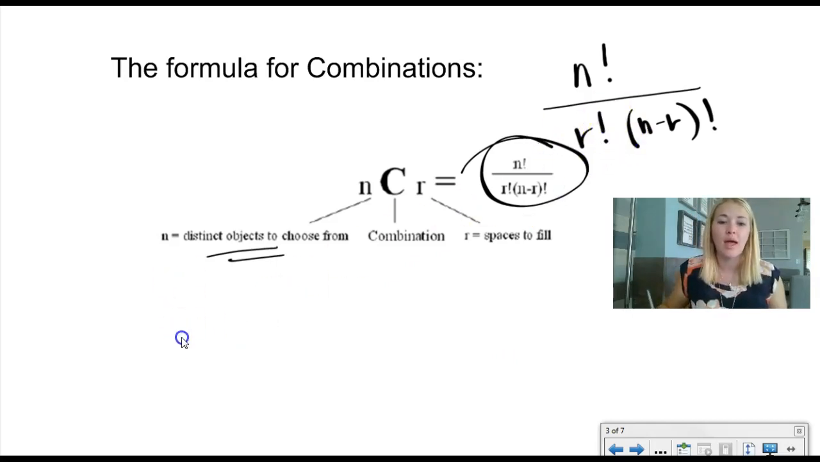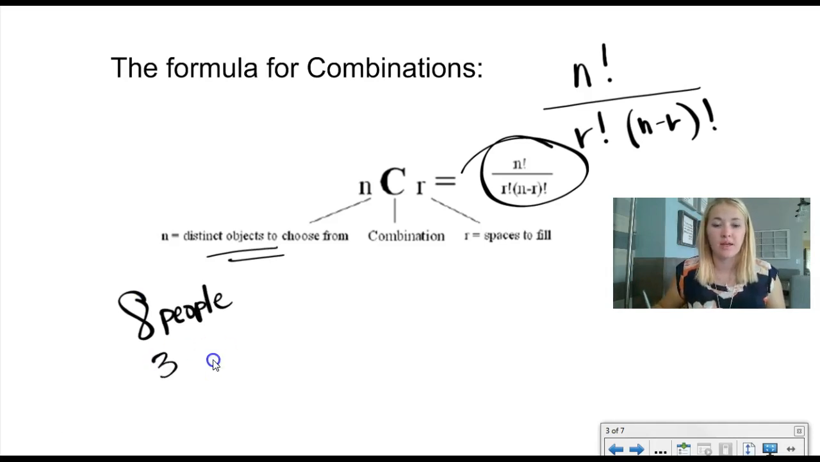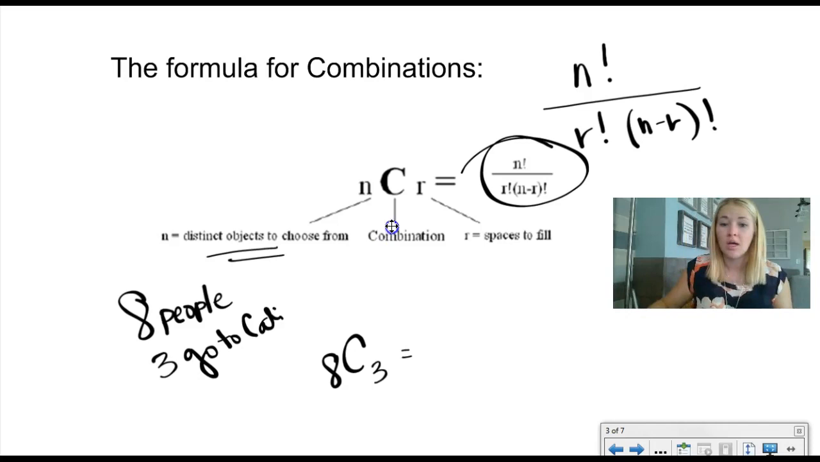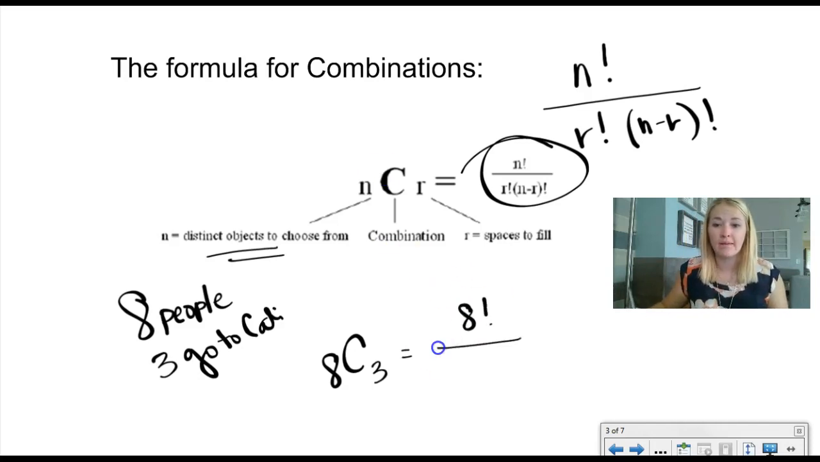So for example, I have 8 people, and I'm going to choose 3 of them to come to California with me. I can only fit 4 total people in my car. So 8 people, and I only have 3 that I can take with me to Cali. 8C3. It doesn't matter which 3, because whatever order I pick them in, they're still coming with me. So N factorial on top. And then on bottom, I have my R, 3 factorial, 8 minus 3 factorial.